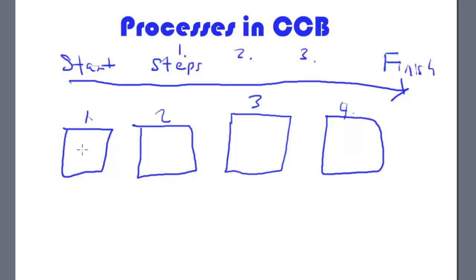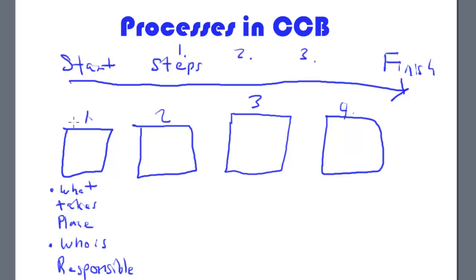And so you want to think out what happens in that step. What are the things that take place? So you want to think about two things. First, what happens, or what takes place in that step. And then second, who is responsible? Who's the responsible person who is going to oversee that step? For every step, you want to be able to answer those two questions.